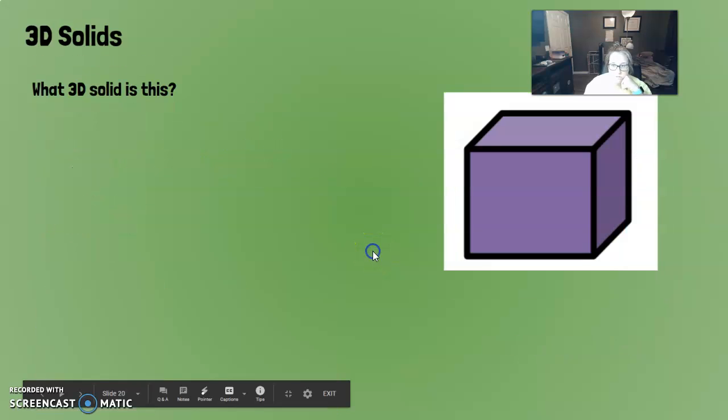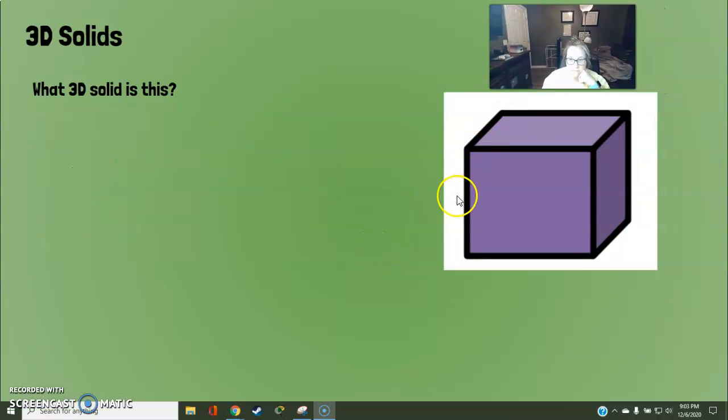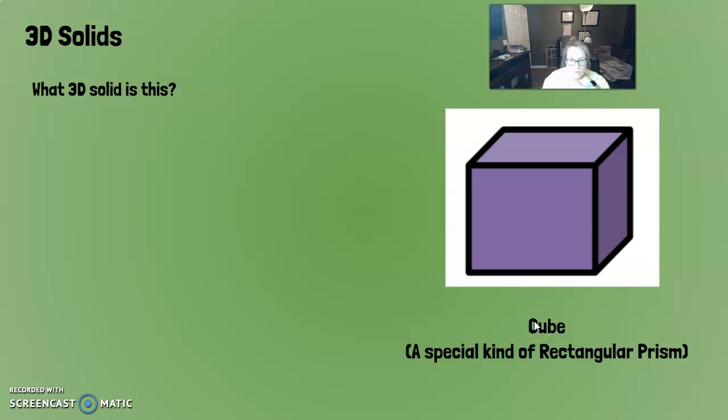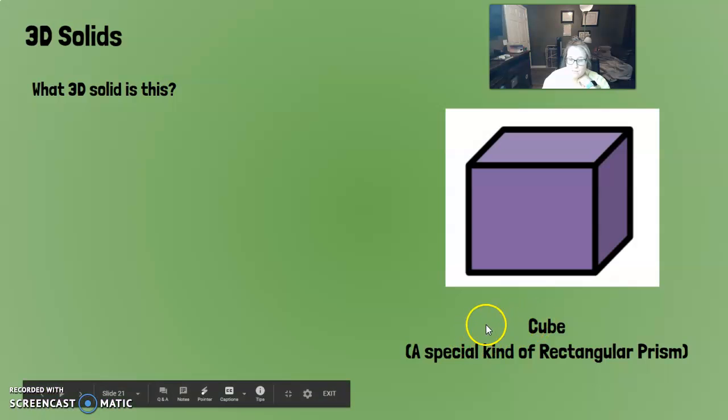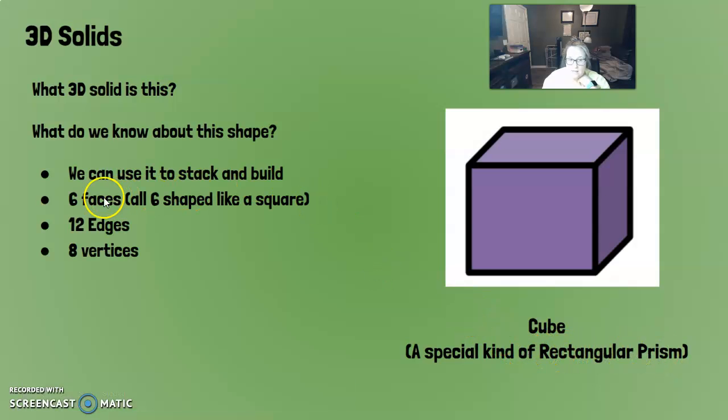All right, let's see if I can trick you. What is this shape? That's right. This is a cube, but it's really important to remember that a cube is a special kind of rectangular prism. And the reason is because they all have the same number of attributes. So they both have 6 faces, they both have 12 edges, they both have 8 vertices, and they both are made up of the same shapes. So remember, a square is a special kind of rectangle. So that's why a cube is a special kind of rectangular prism.